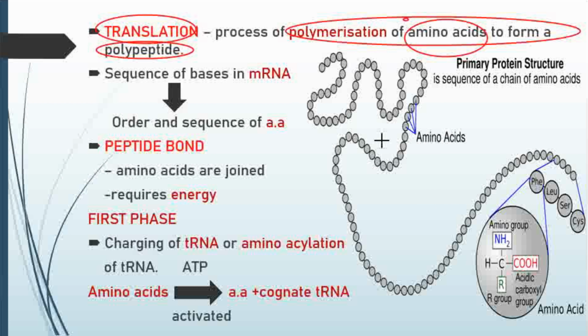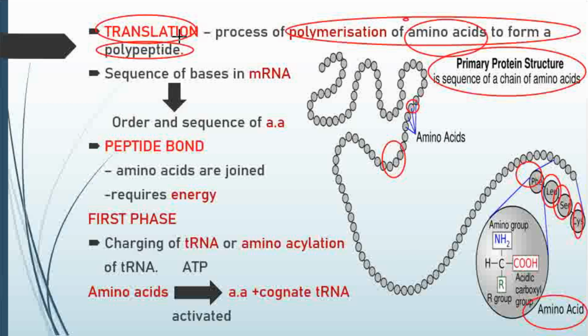So here the amino acids are the monomers. We join them and get the polymer, the polypeptide. This is the primary protein structure, which has the sequence of amino acids. They will have many amino acids, like phenylalanine, leucine, serine, cysteine, any of them. They have the sequence of amino acids.